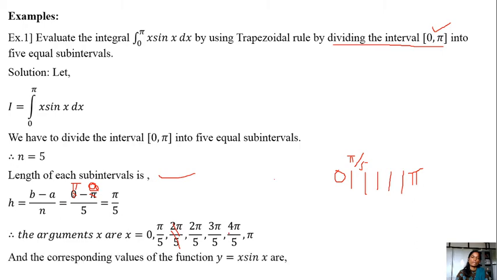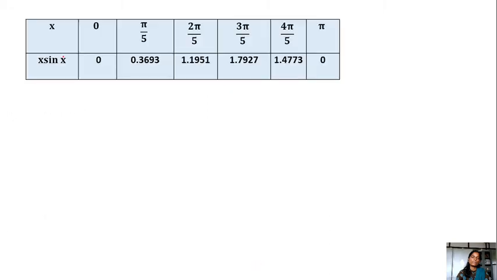So these are the arguments for x, and now we are going to write the corresponding values of the function y equal to x sine x. So in the very first row we have written the arguments 0, pi by 5, 2 pi by 5, 3 pi by 5, 4 pi by 5, and pi, and x sine x. So at each value of x compute sine x and make this calculation. This is nothing but your y. So here is 0, then x is pi by 5 into sine x, whatever it is, so it is 0.3693.